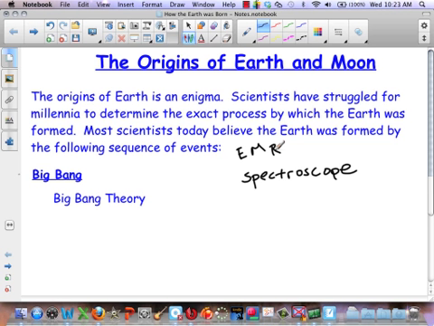But anyways, so when we look through a spectroscope, we have these things called a blue shift and a red shift. Blue shift, well, if you look at a blue wavelength, it's a very long wavelength. When you look at reds, they have very short wavelengths.